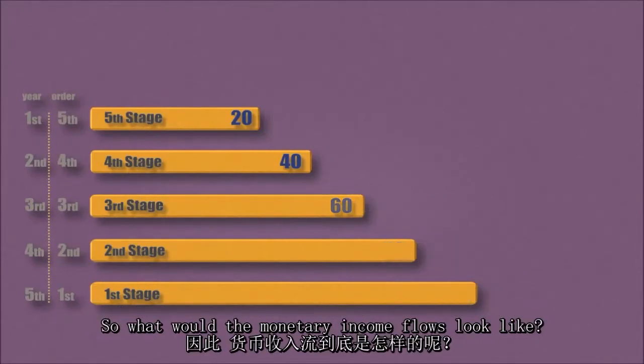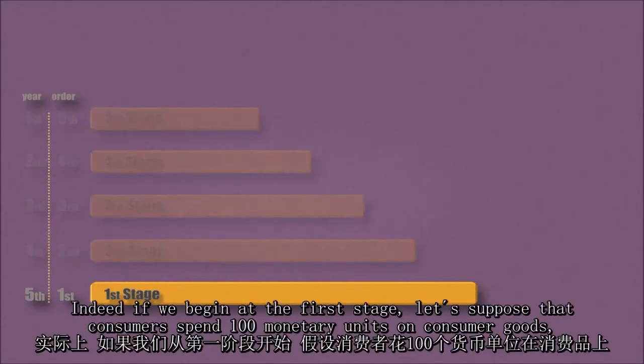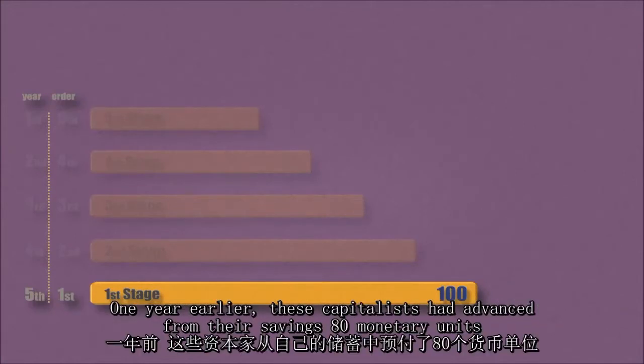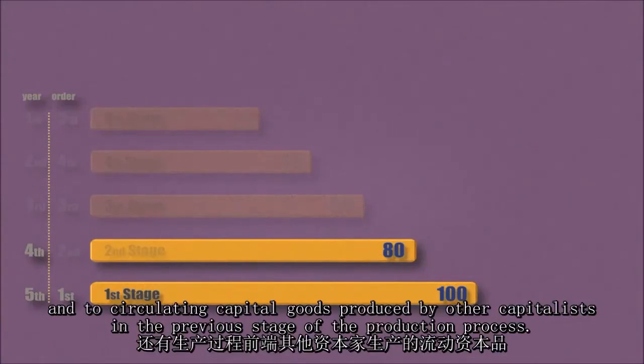So what would the monetary income flow look like? Indeed, if we begin at the first stage, let's suppose that consumers spend 100 monetary units on consumer goods, and this money becomes the property of the capitalists who own the consumer goods industries. 1 year earlier, these capitalists had advanced from their savings 80 monetary units, corresponding to the services of fixed capital goods, and to circulating capital goods produced by other capitalists in the previous stage of the production process.